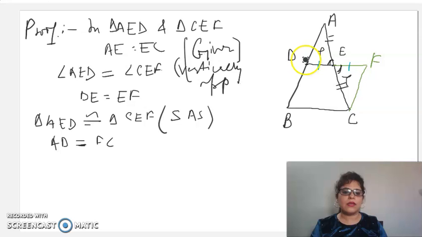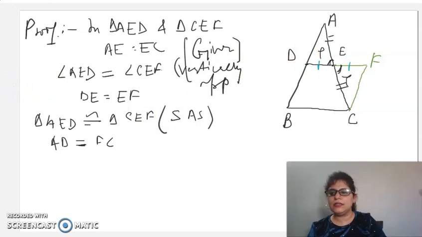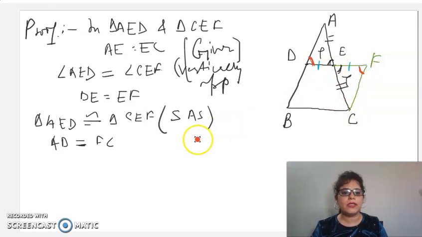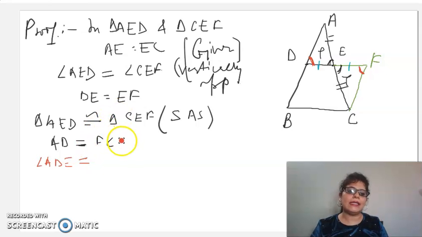Also this angle. I'll change the color just for better understanding. See, if you see this angle, AE was equal to EC, so the opposite angle of AE is this angle, and the opposite angle of EC is this angle. So these two angles will be equal as well. So angle ADE is equal to angle CFE.